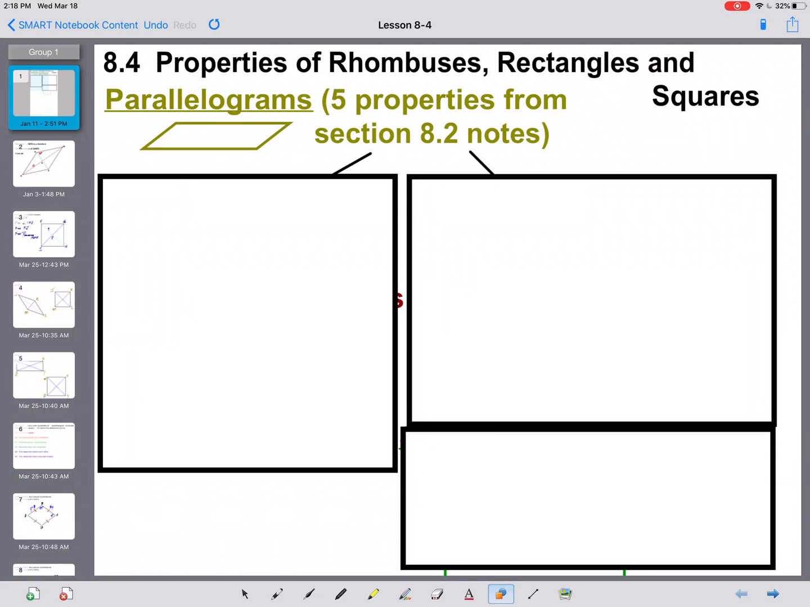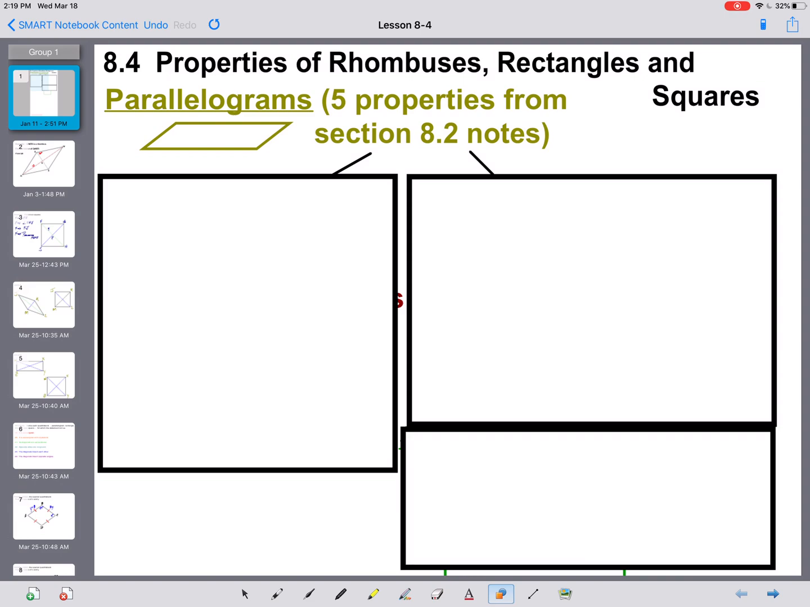This is geometry lesson 8-4. We've got 3 slides today. Let's start off on this one. We've got a kind of a tree chart, I guess I'll call it. And at the top of the tree chart is a parallelogram.